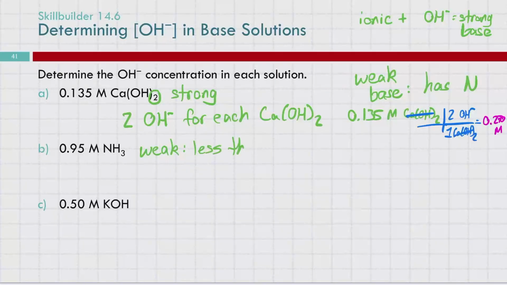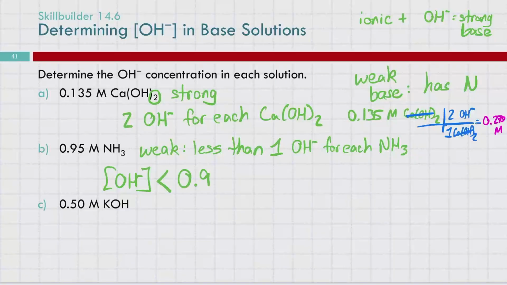So it's going to produce less than 1 OH minus for each NH3. We're going to have some NH3s in solution. We'll also have some NH4 pluses and hydroxides because it's accepting a proton from the water. So for this one, the concentration of hydroxide is less than 0.95 molar. We don't know what the actual concentration is because, again, we are not learning those tools, which means a lot less math for us, which is huge.